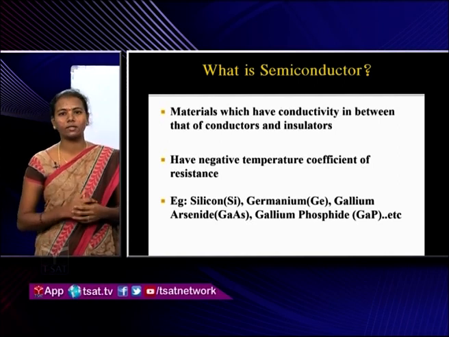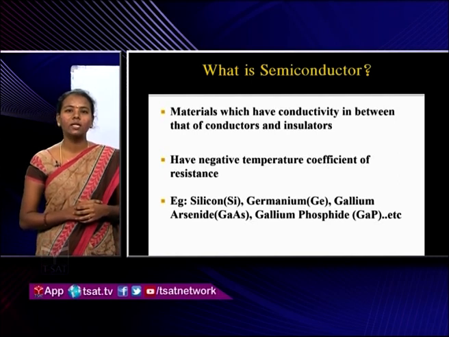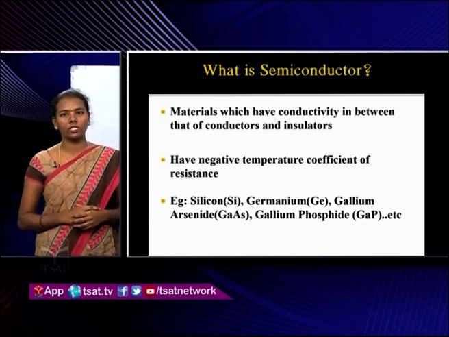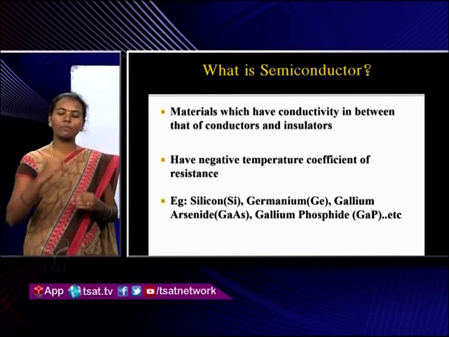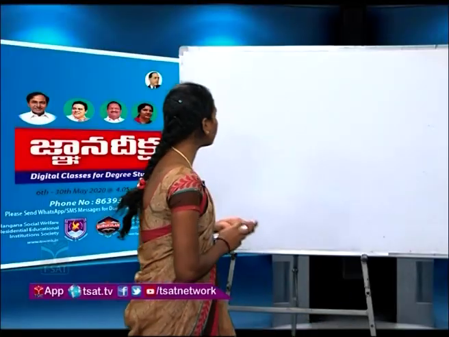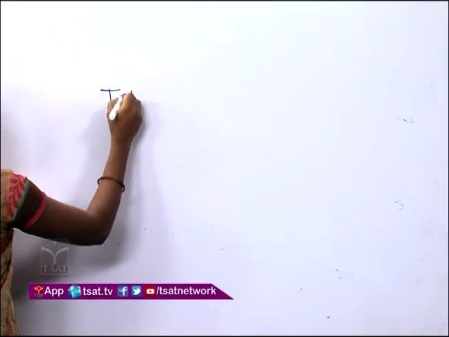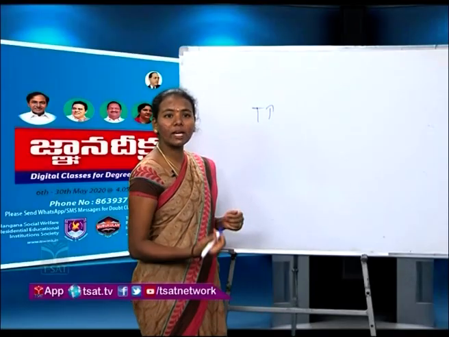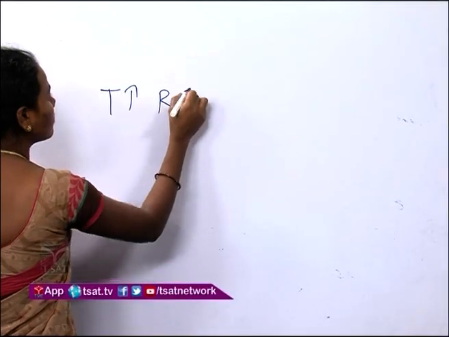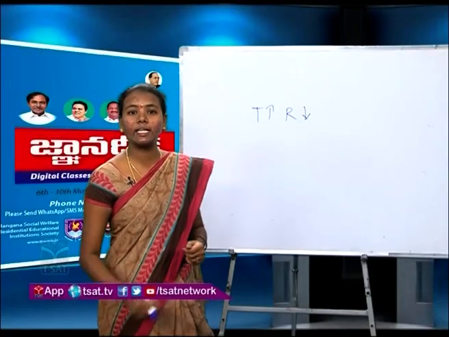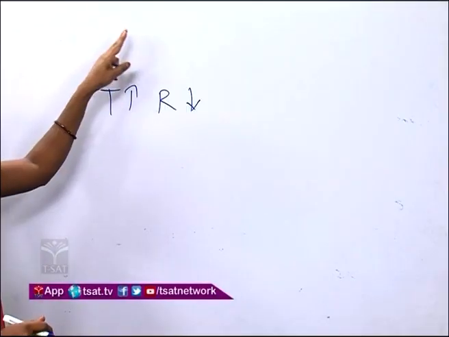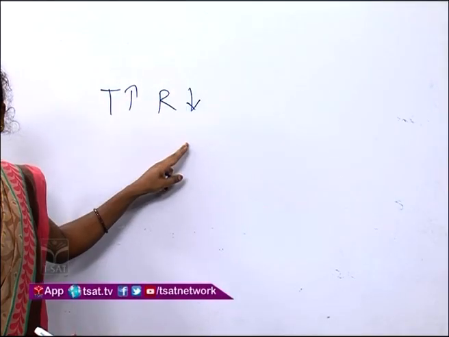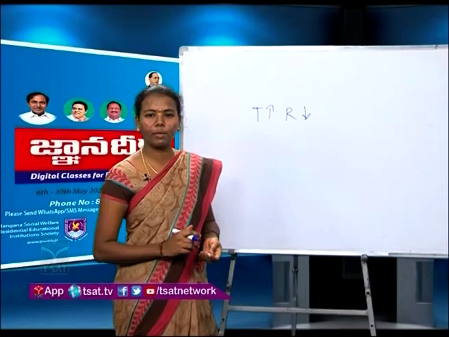they are insulators. One of the properties of a semiconductor is that it has a negative temperature coefficient of resistance. That means if temperature increases, the resistance of the semiconductor decreases. So this is called negative temperature coefficient of resistance. As temperature increases, resistance decreases. This is one of the properties of a semiconductor.